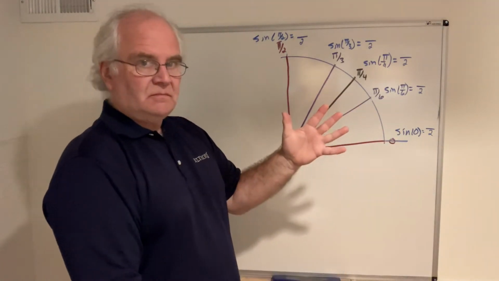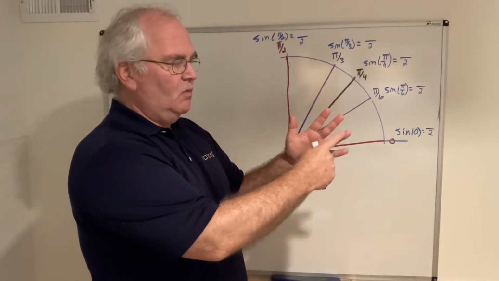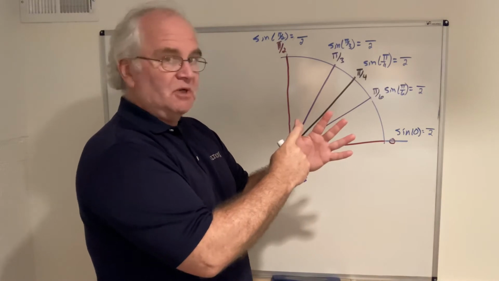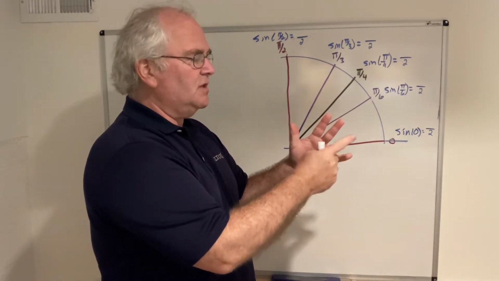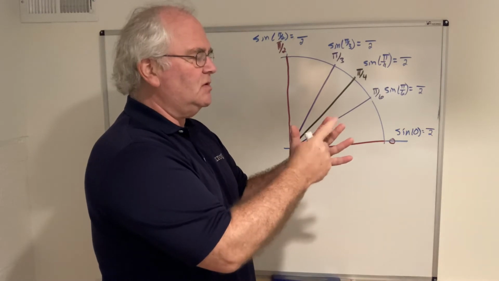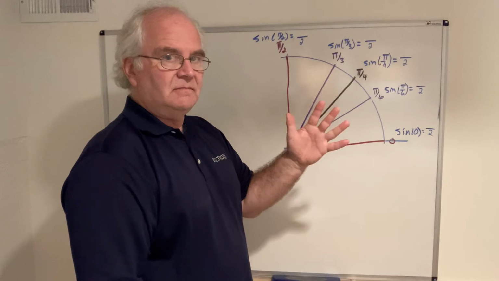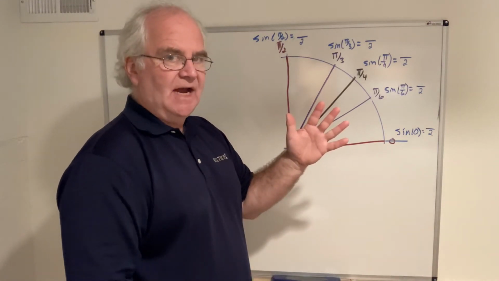Watch me. Here it is. Square root of 0, square root 1, square root 2, square root 3, square root 4. Remember to start with 0. The numerators are square root 0, square root 1, square root 2, square root 3, square root 4. That's it. For sine, these are the values for sine.